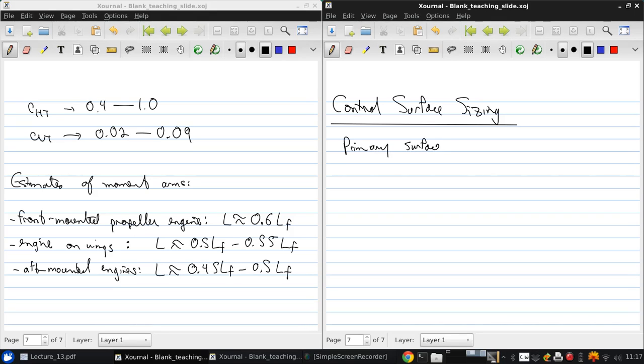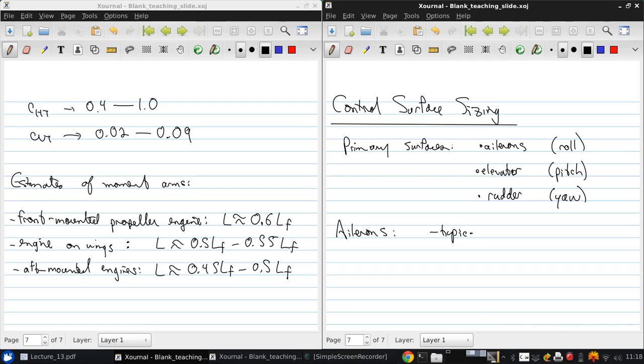There's three primary surfaces we're really concerned with. So the ailerons, which allow the airplane to roll, the elevator, which allows the airplane to pitch, and the rudder, which allows the airplane to yaw. The rudder is located on the vertical tail. The elevators are located on the horizontal tail, and the ailerons are located on the wings. And I'll present rough sizing estimates for each of these. So let's start with the ailerons.